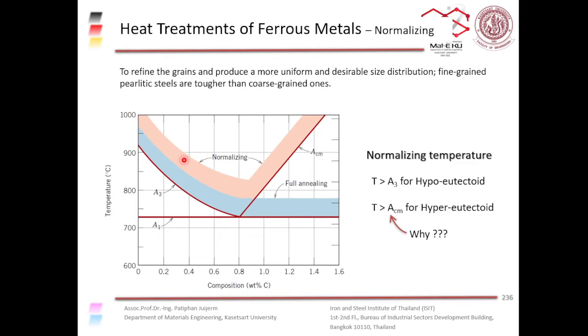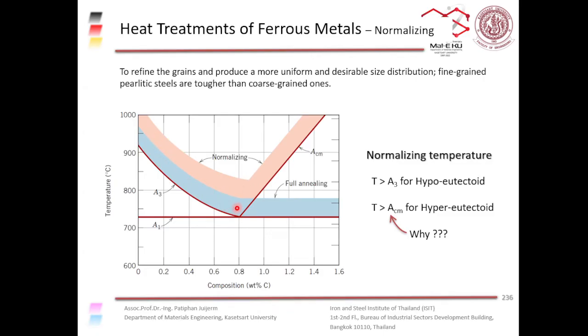So to do that, we have to make the whole structure go back to all austenite, right? So when we heat it up for the normalizing process, we heat it up above A3 and ACM. So this range of temperature: 50 degrees above A3 and 50 degrees above ACM. If you look at this phase diagram, you can see that this is the range of temperature you need for the normalizing process.